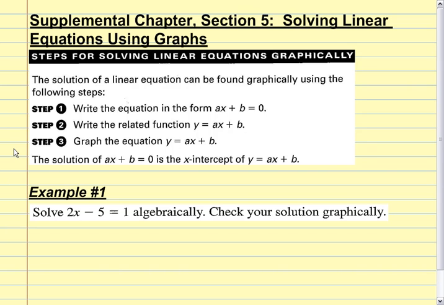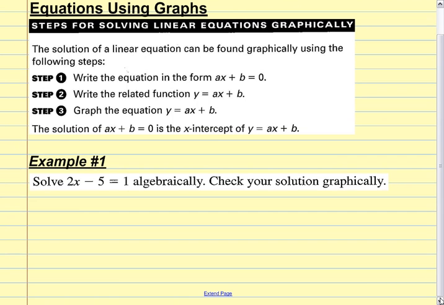Okay, so let's look at this. The steps for solving linear equations graphically. The first thing that we want to do is write the equation in the form ax plus b equals 0. Now I'm going to go through the steps with this first equation. In example 1, we've got 2x minus 5 is equal to 1. They want us to get 0 on the right side by itself. So I'm just going to subtract 1 from both sides. And that's going to give me 2x minus 6 equals 0. Okay? That's step 1.